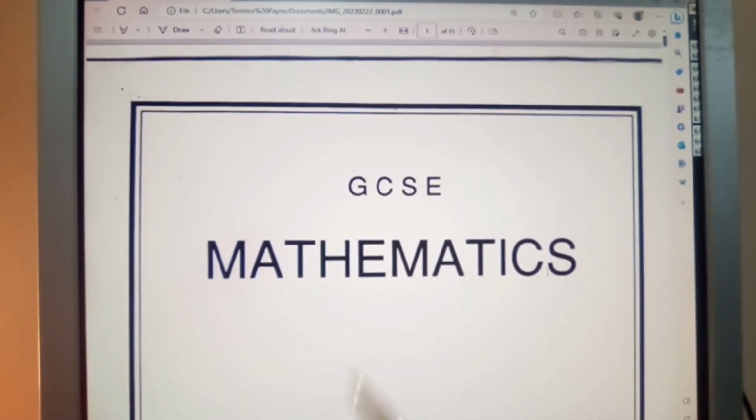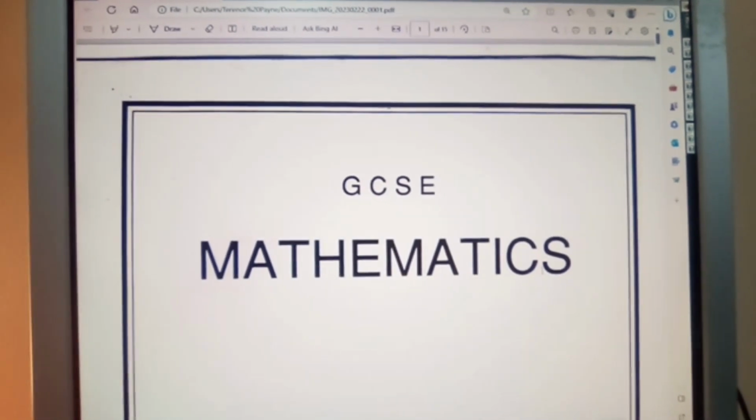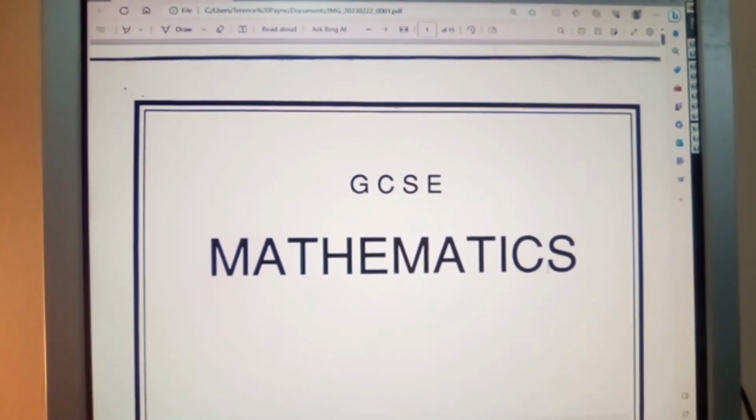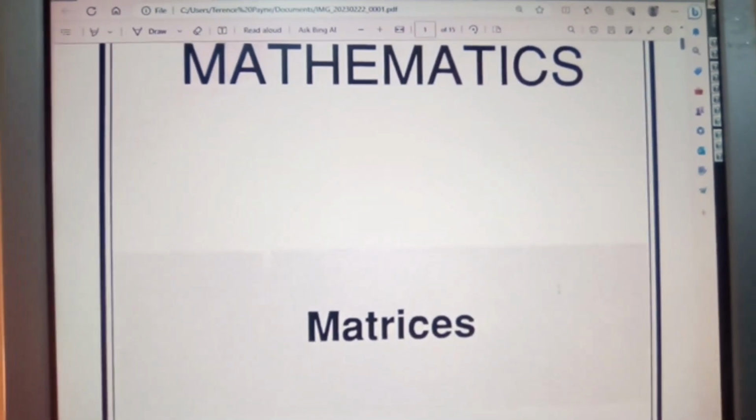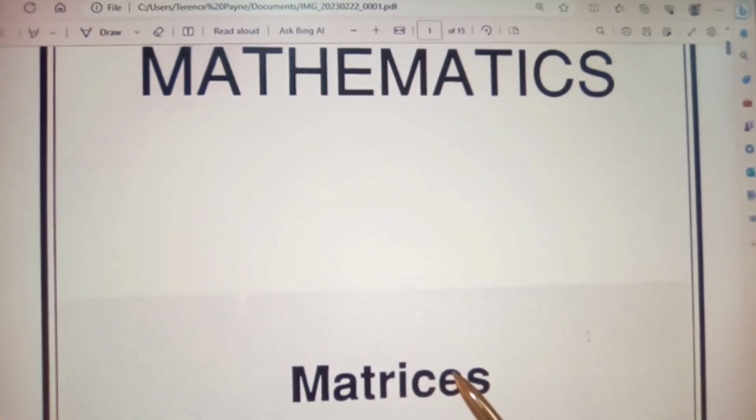Okay, what I want to look at is GCSE mathematics. And the subject area we're going to look at is matrices. Matrices, okay?